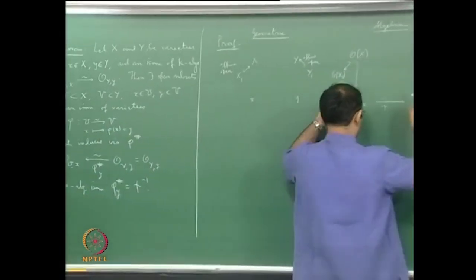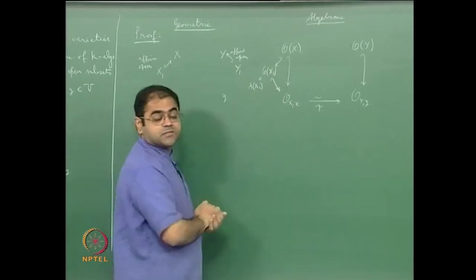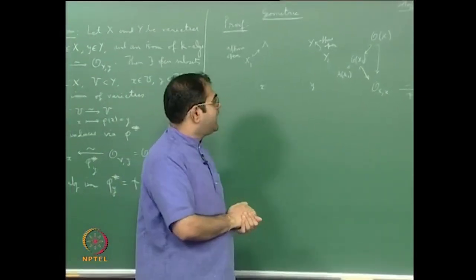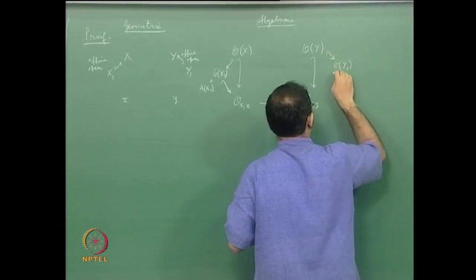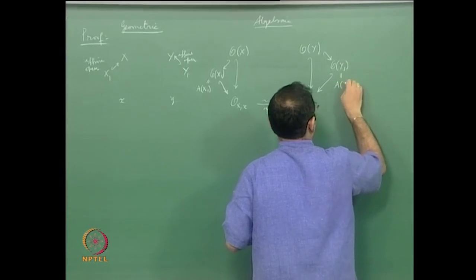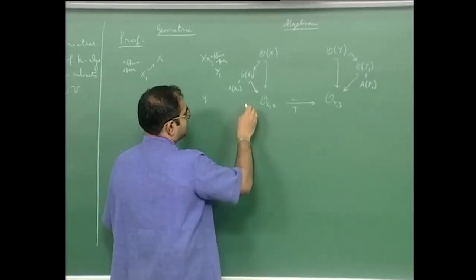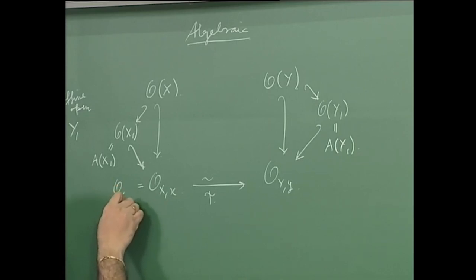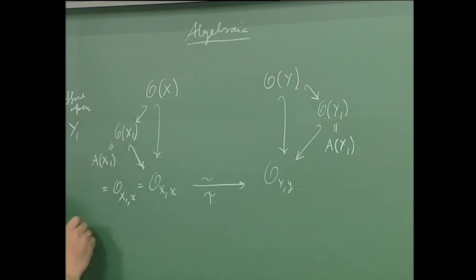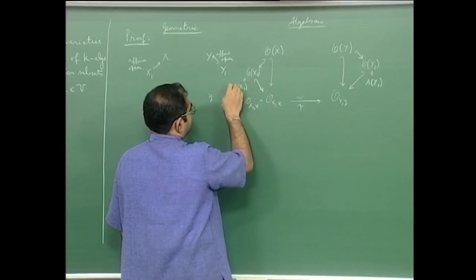And mind you, this O(X1) is going to be A(X1), because X1 is affine. I have the same kind of situation here: O(Y1) sitting inside, a subring of this, and this is the same as A(Y1). And what about the local rings? The local ring of X at small x will be the same as the local ring of X1 at small x, because the local ring will not change if you go to an affine open set. And in this identification with A(X1), this local ring is going to correspond to some A. So let me call this A.